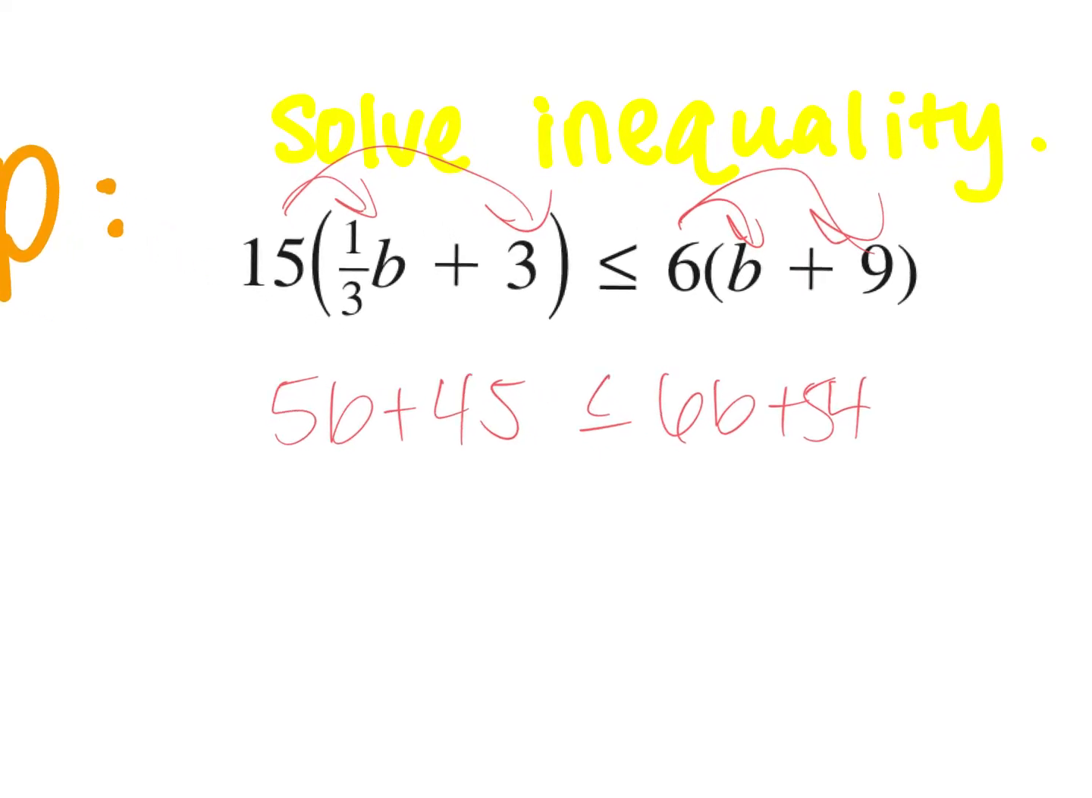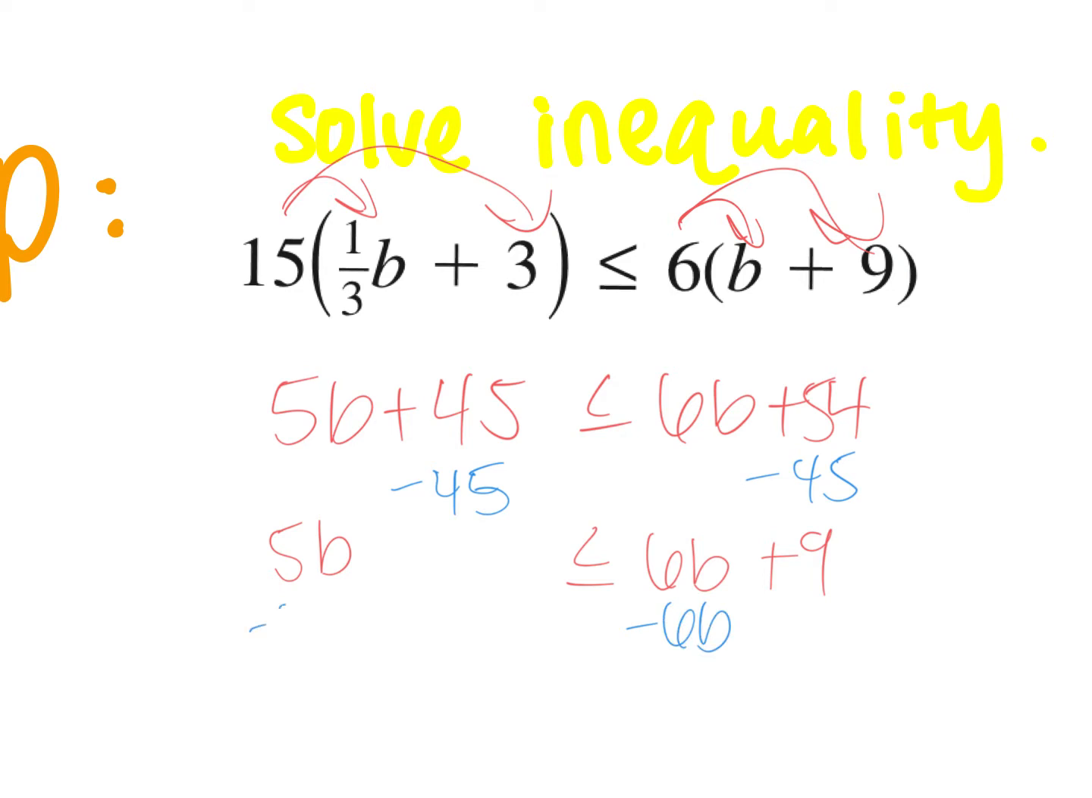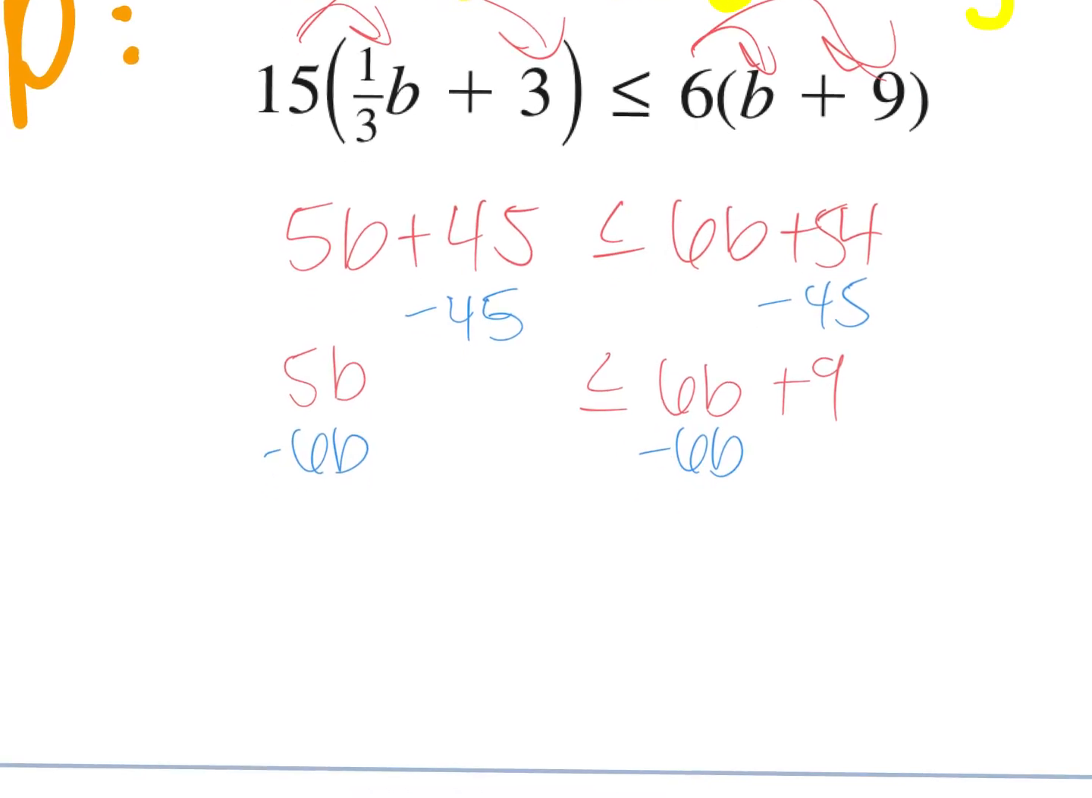And then I subtracted both sides by 45. And that gave me 5b is less than or equal to 6b plus 9. Good. Then I subtracted 6b from both sides. And that gave me negative b is less than or equal to 9. Then I divided both sides by -1. And that gave me b is greater than or equal to -9.